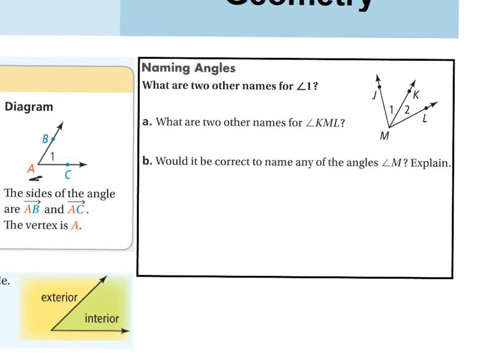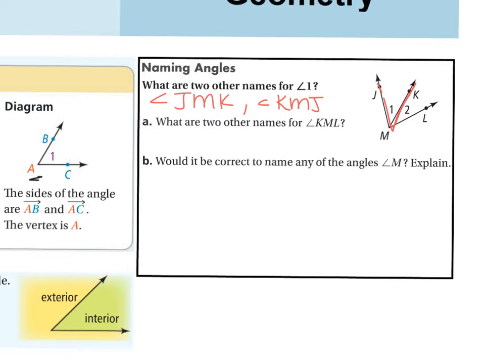So on this section right here, what are two other names for angle 1? Well, you can name it, it's this one right here. So you could name it angle, and yes, you need the sign, JMK. And then the other way you can just switch it, but the M still needs to be in the middle. So angle KMJ.